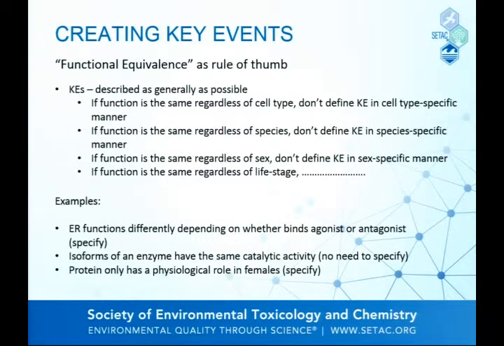So here are some great examples. For example, ER functions differently depending on whether it binds agonist or antagonist, right? So it functions differently depending on whether it binds agonist or antagonist. Well, in this case, you would specify this in the key event name. If you have an enzyme, like in example 2, that has the same catalytic activity, even though they're two different isoforms, there's really no need to specify this in the key event.